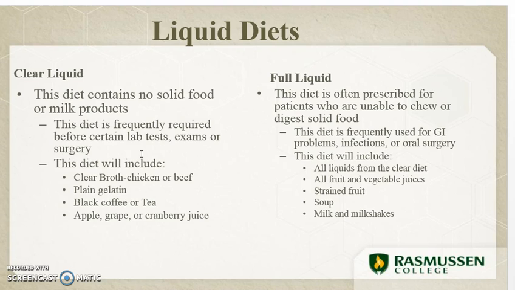Now, a full liquid diet, on the other hand, is often prescribed for patients who are unable to chew or digest solid foods. Typically, people who have GI issues or have just come out of an oral surgery will be prescribed this. And as you can see, the foods that will be required on this diet are all of the liquids allowed on your clear liquid diet, all fruit and vegetable juices, strained fruits, soup, milk or milkshakes, and ice cream.